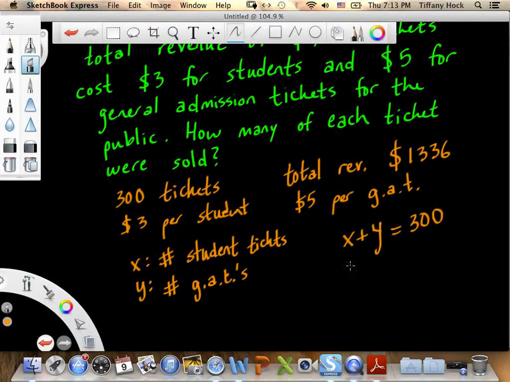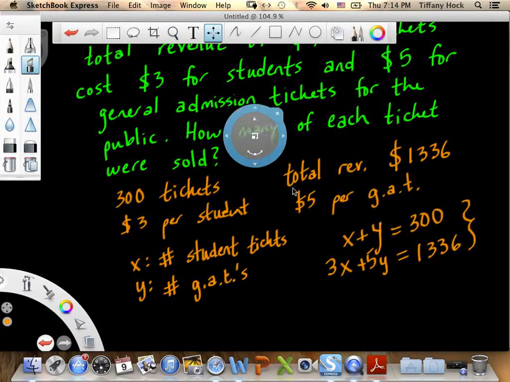Now I also know that the student tickets were $3 each, so the amount of money raised is 3 times the number of tickets sold for students, and $5 for general admission tickets. So I'm going to add on $5 for every general admission ticket, or Y, that is sold. And that total amount of money has to equal 1,336. So this is my system of equations for this problem. These are the two equations we're going to use. But we're using matrices to solve these.